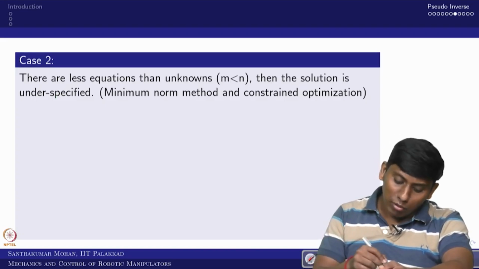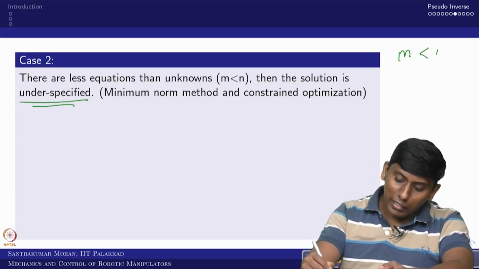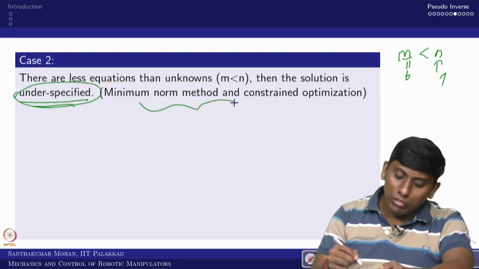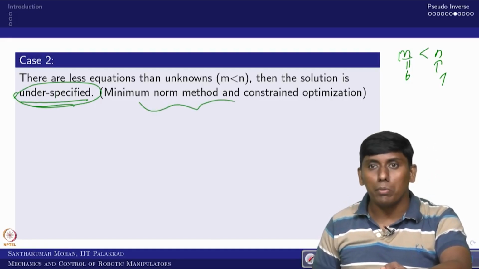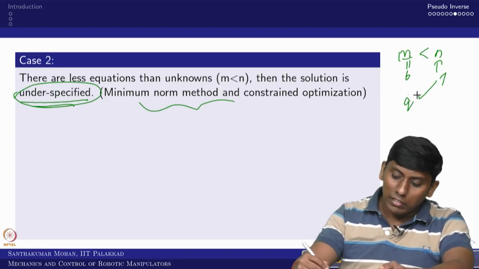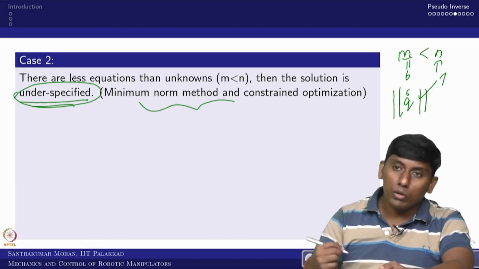The next case is underspecified, where m is less than n. In this case, this is 6 and this is 7, so it is underspecified. You can use a minimum norm method with constrained optimization. What that means is that q dot would exist, but with multiple solutions. So you minimize the q dot.